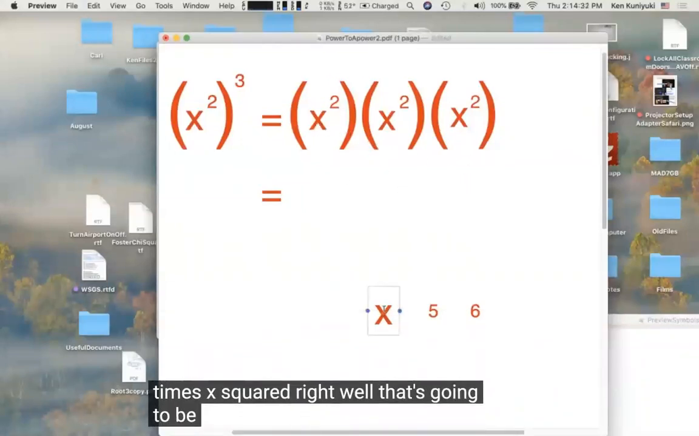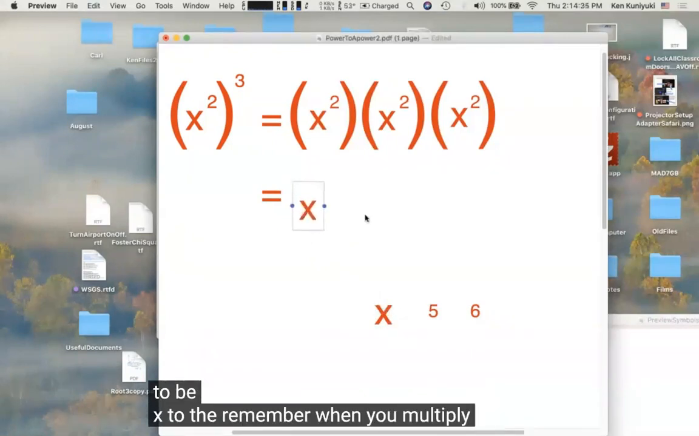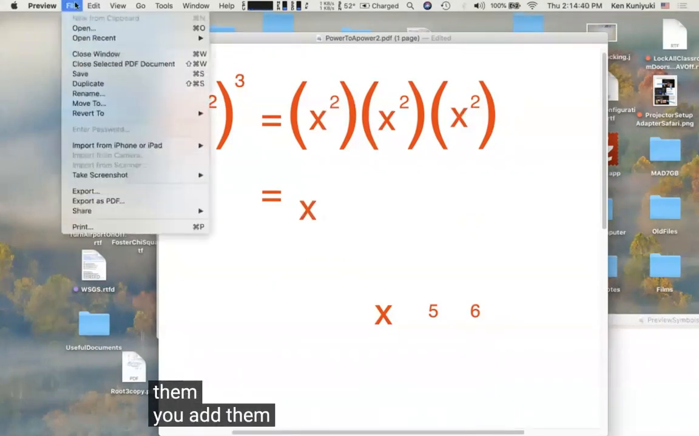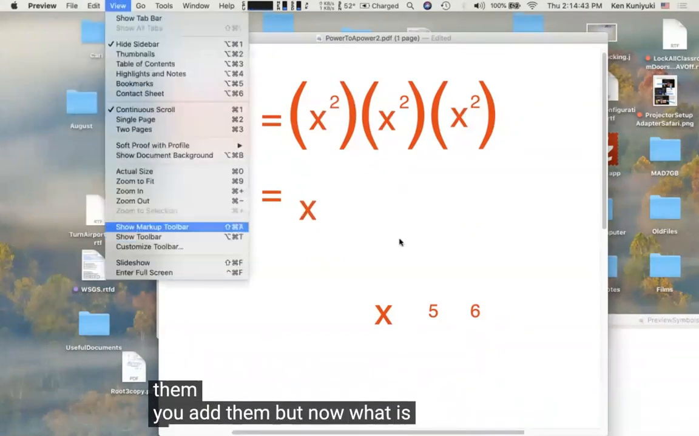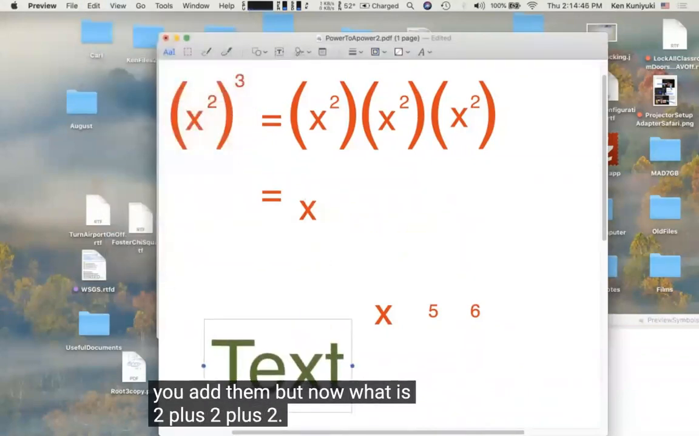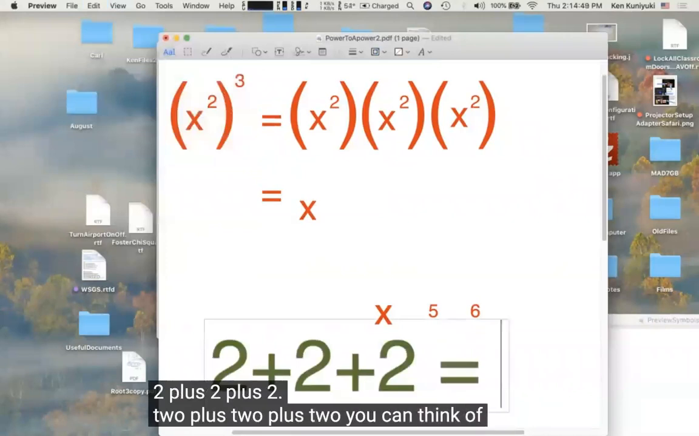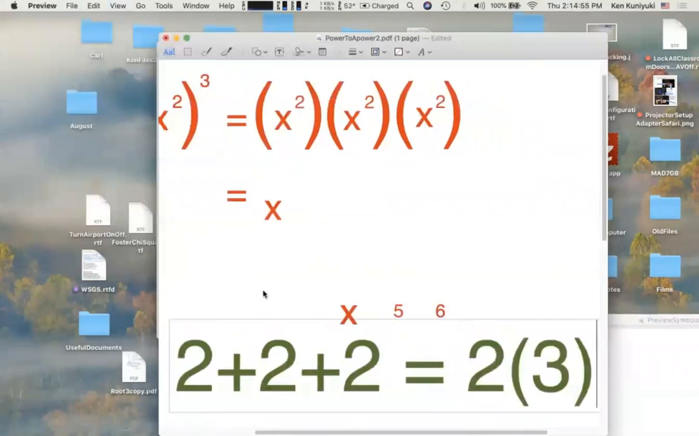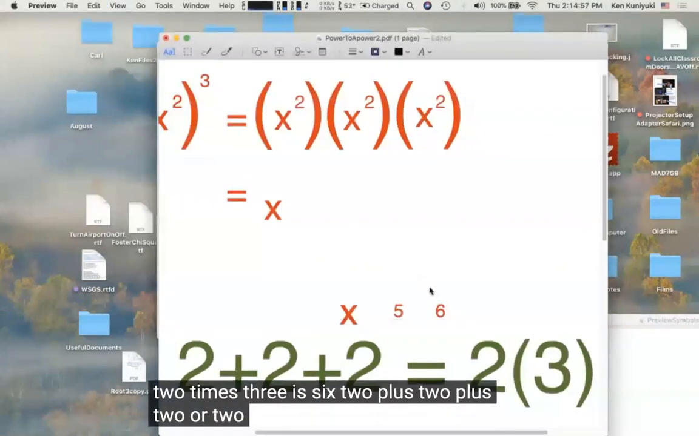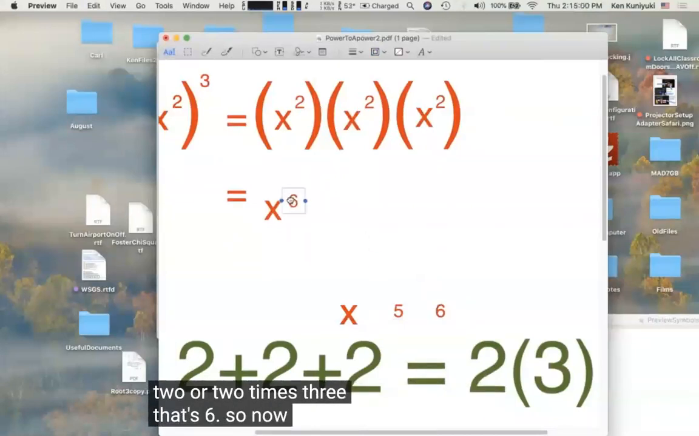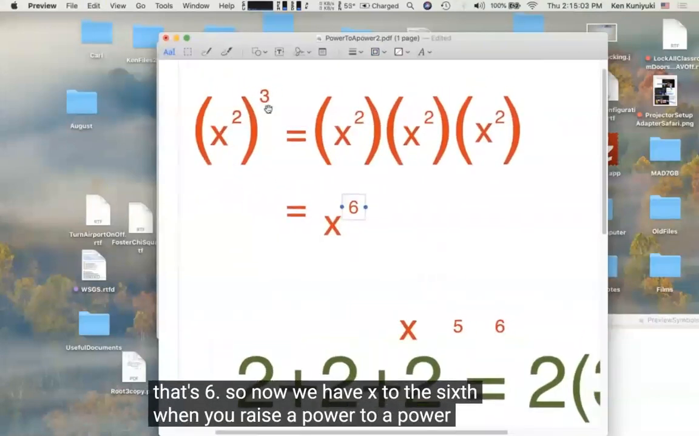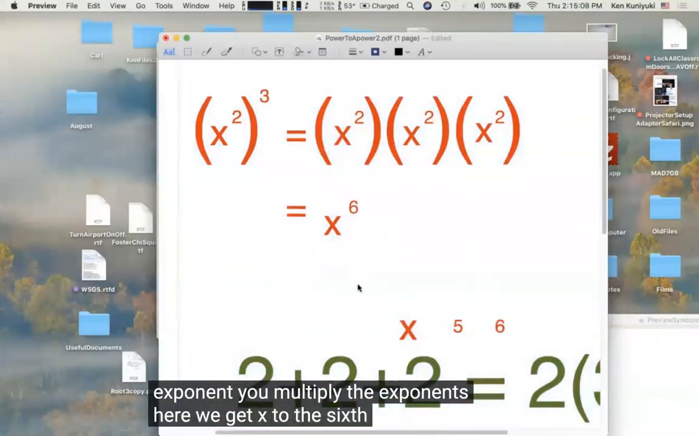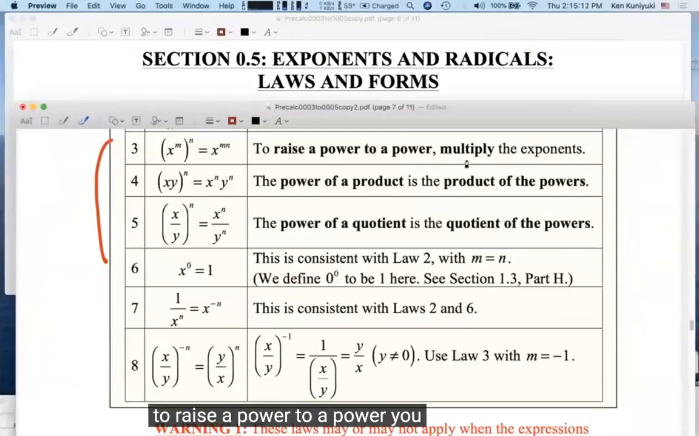Well, that's going to be x to the, remember, when you multiply powers of x, what do you do to the exponents? You add them. But now, what is 2 plus 2 plus 2? 2 plus 2 plus 2, you can think of that as 3 times 2, or 2 times 3. 2 times 3 is 6. So now we have x to the 6th. When you raise a power to a power or exponent, you multiply the exponents. Here we get x to the 6th. To raise a power to a power, you multiply the exponents.